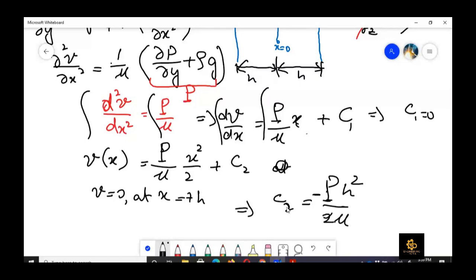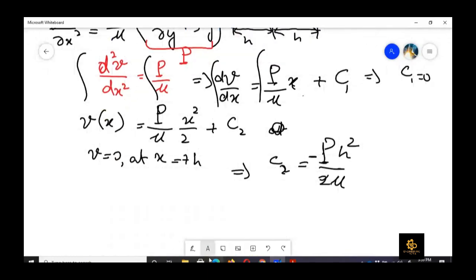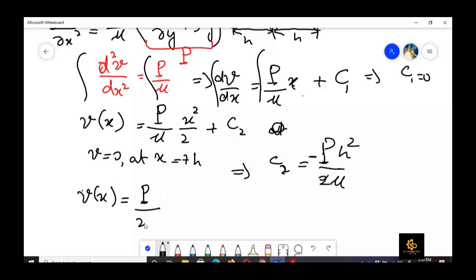Now if we put that c2 value here, we can write v of x is equal to p upon 2 mu into x square minus h square. So this is our velocity profile for this flow, that is, the velocity in the y direction would be equal to this.